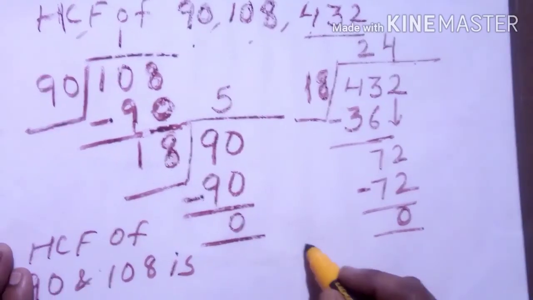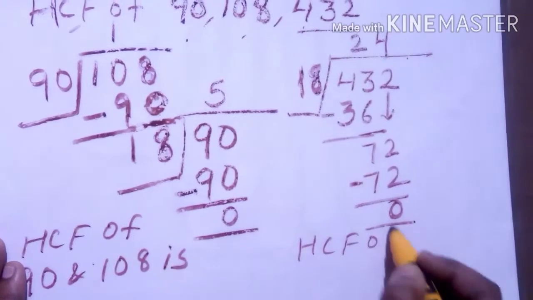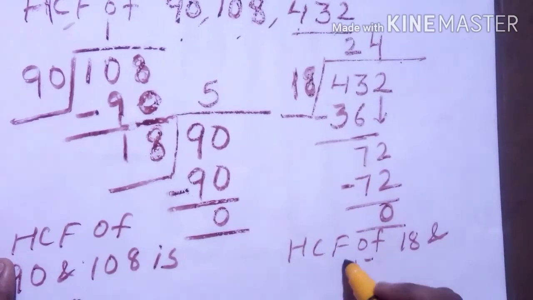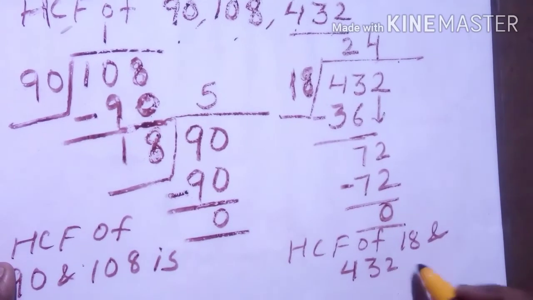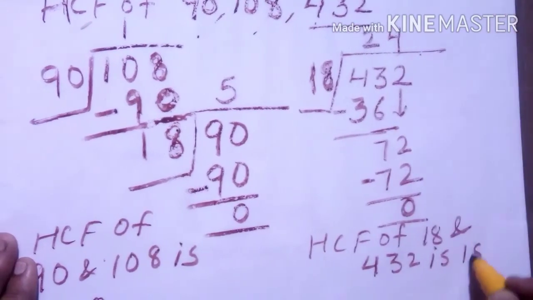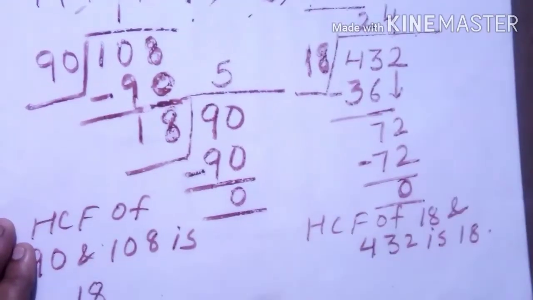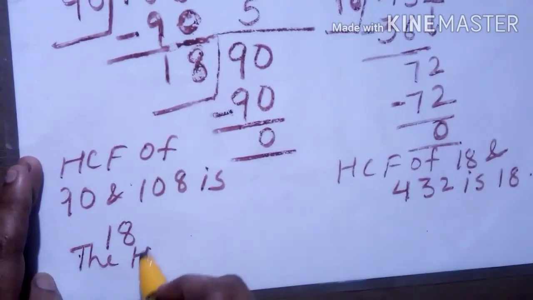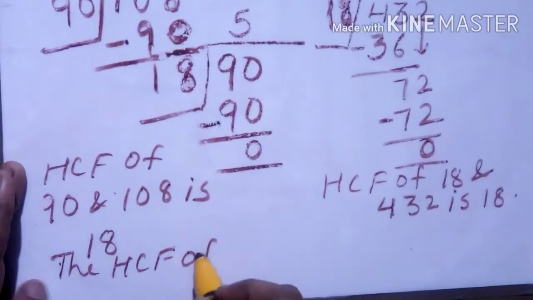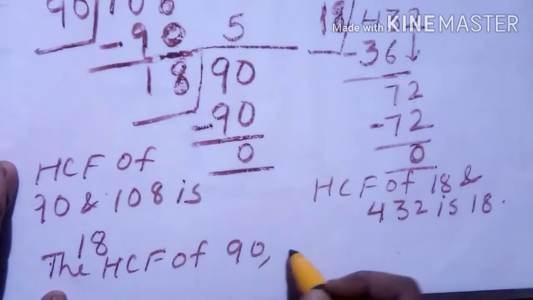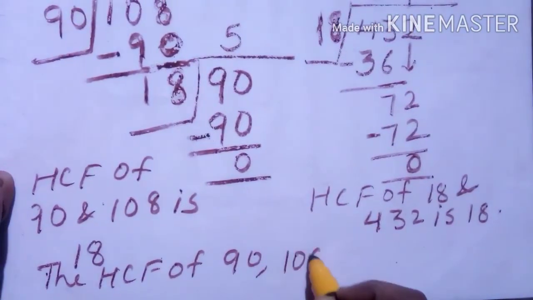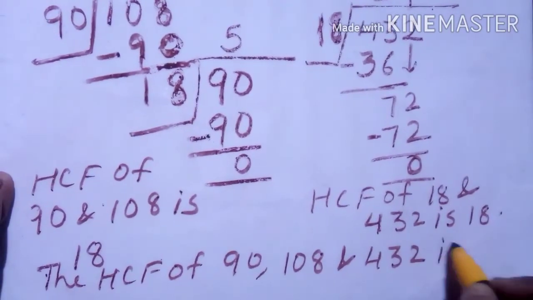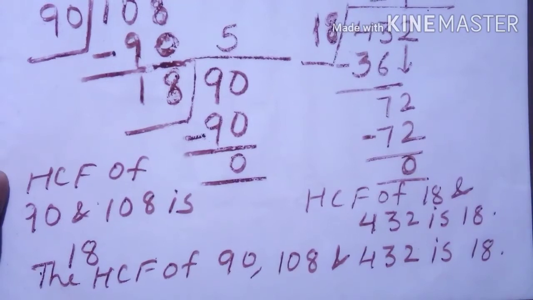So the HCF of 18 and 432 is 18. So at last the HCF of 90, 108 and 432 is 18. Clear?